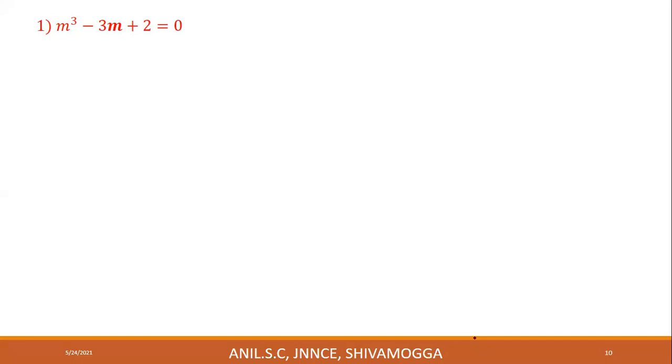Find the roots of m cube minus 3m plus 2 is equal to 0. This is a very simple equation, a cubic equation: m³ − 3m + 2 = 0. How do you approach this? How do you find roots of this cubic equation?